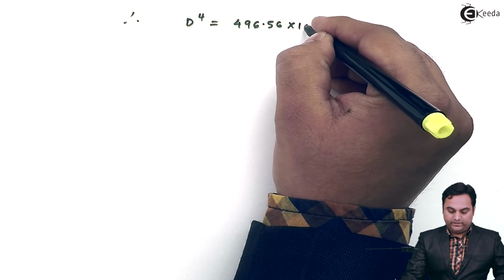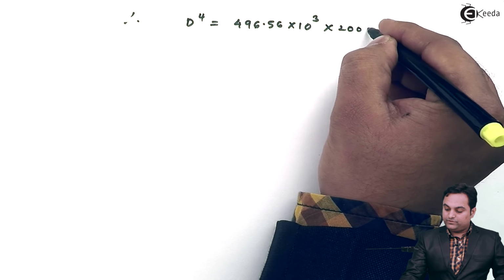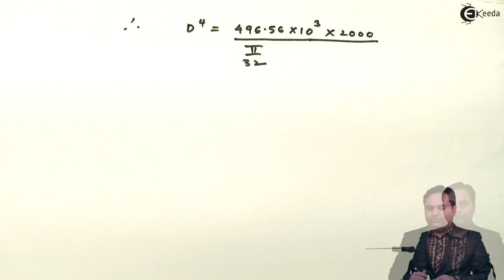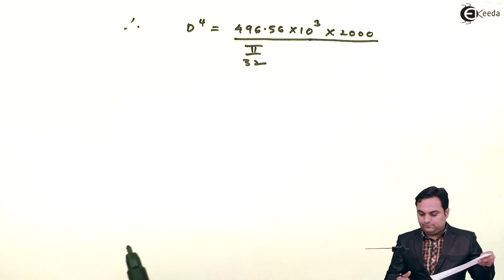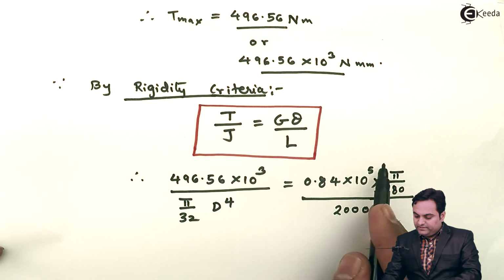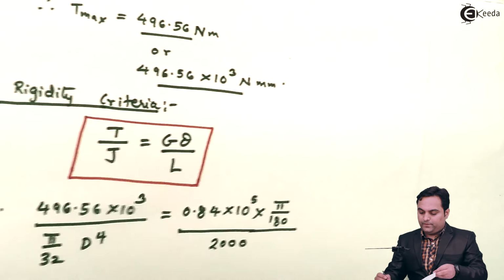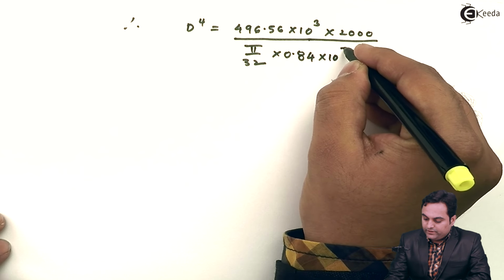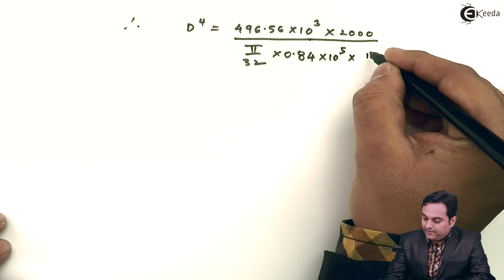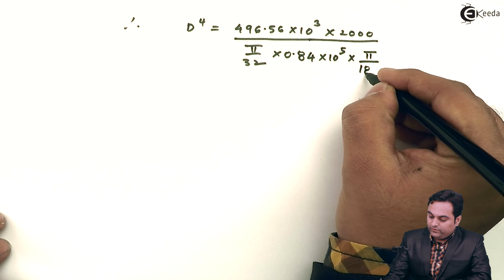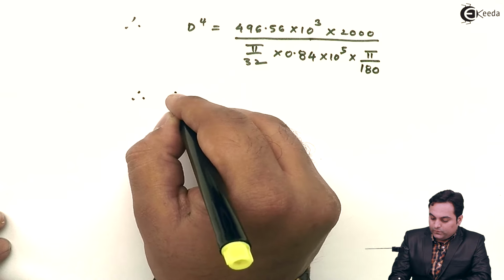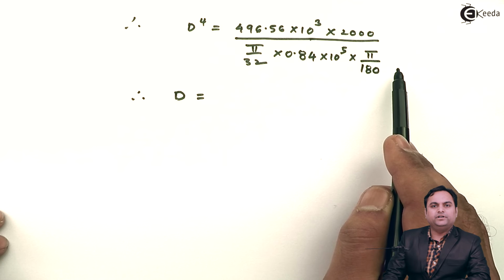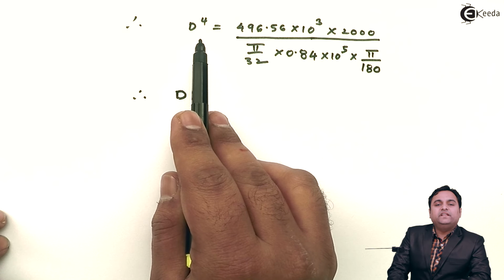496.56 into 10 raised to 3 multiplied by 2000 divided by pi by 32. No, it is pi by 32. I will shift this entire term into the denominator here. So I have 0.84 into 10 raised to 5 multiplied by pi by 180. Now the calculation has become really simple. We can calculate it in one single step, numerator divided by this denominator. We will get that as the answer of d raised to 4.